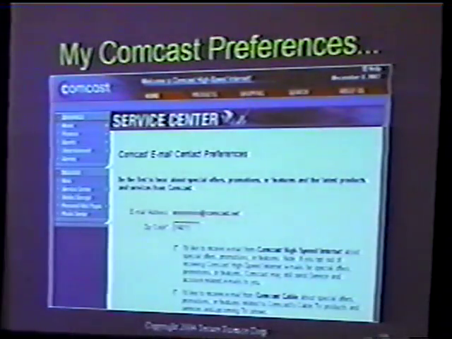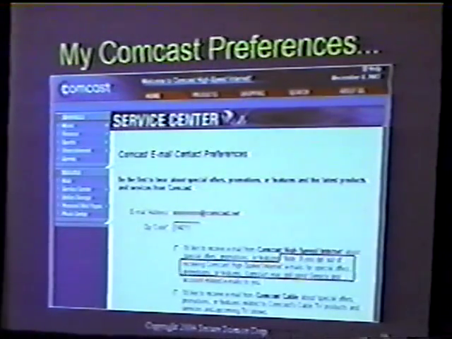So we went and checked our contact preferences. We had opted out more than 6 months prior, but Comcast still sends us email. Now, the really funny thing is that although they allow you to opt out of special offers, promotions, and features, they can still send you things that are service related. And after I made this public at Black Hat in Seattle last January, Comcast changed their email.